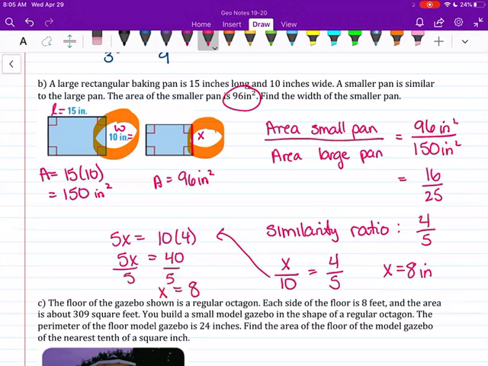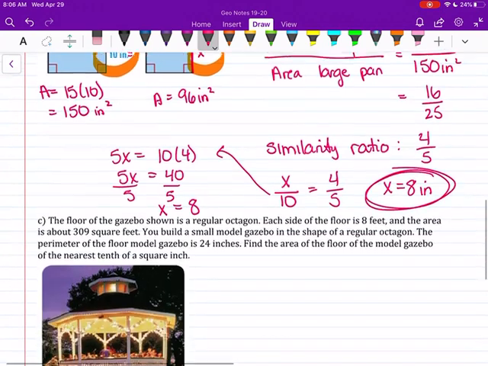And I get x equals 8. Okay, so my answer is 8 inches on that one. All right, so the big idea, what did we do? We knew the ratio of the areas. So we simplified that and we said, hey, the ratio of the areas is the square of the similarity ratio. So I took the square root of it to find my similarity ratio to then set up a proportion.